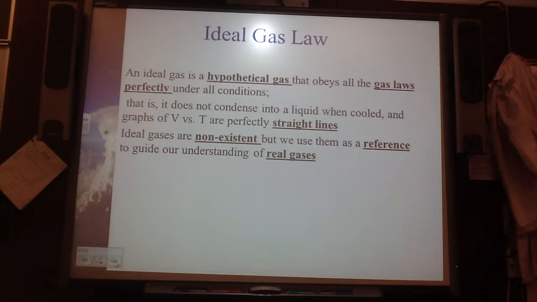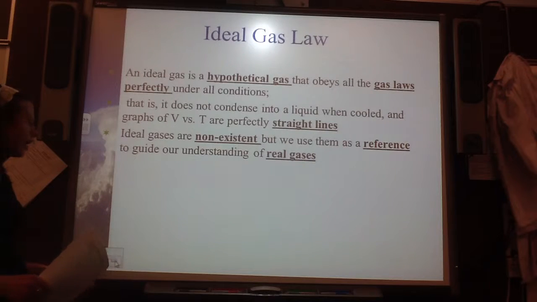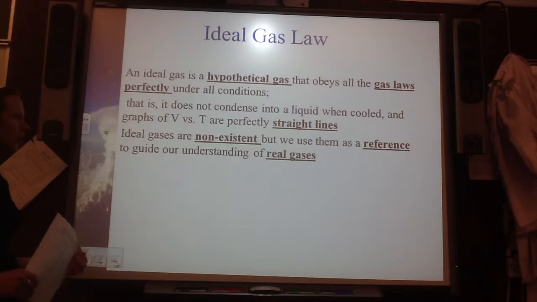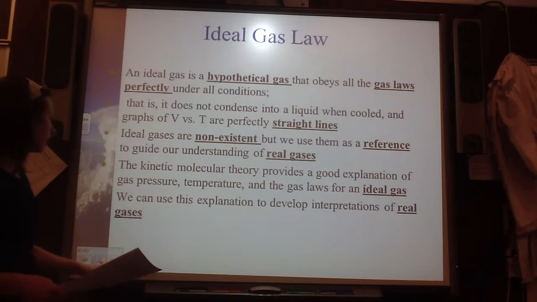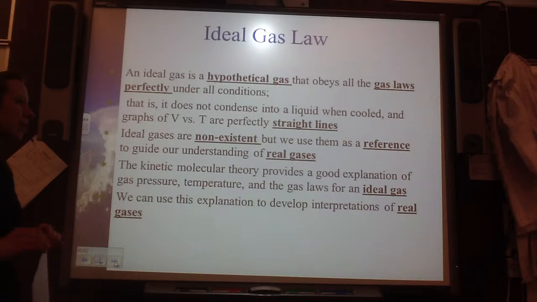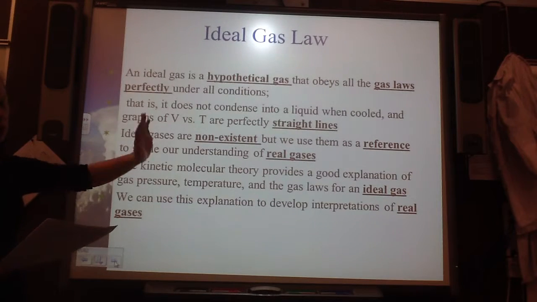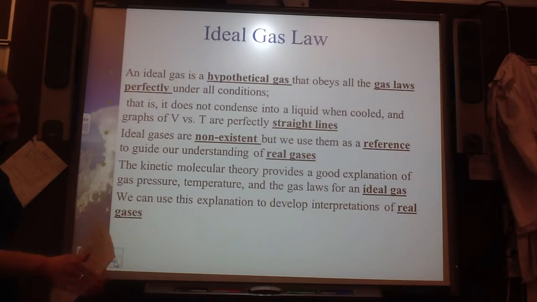Ideal gases are non-existent, but we use them as a reference to guide our understanding of real gases. The kinetic molecular theory provides an explanation of gas pressure, temperature, and the gas laws for an ideal gas. So KMT really is telling us about an ideal gas. We can use this explanation to develop interpretations of real gases. So we're going to fill in our two charts. We're going to do the KMT assumption, and then we're going to do our interpretation second.